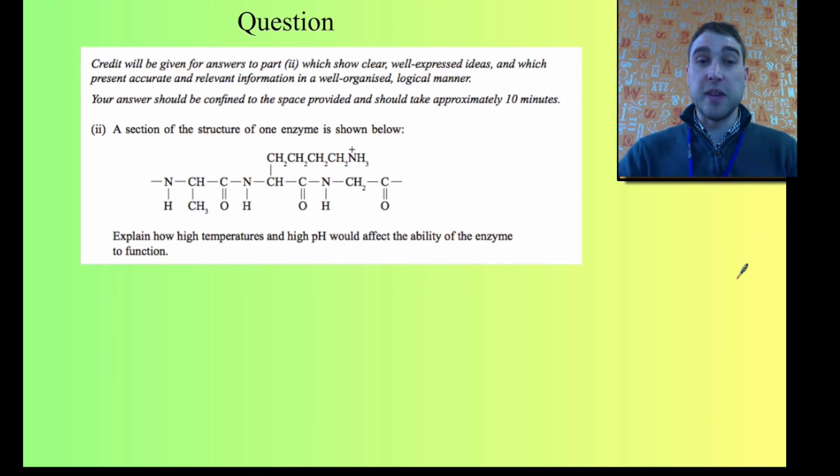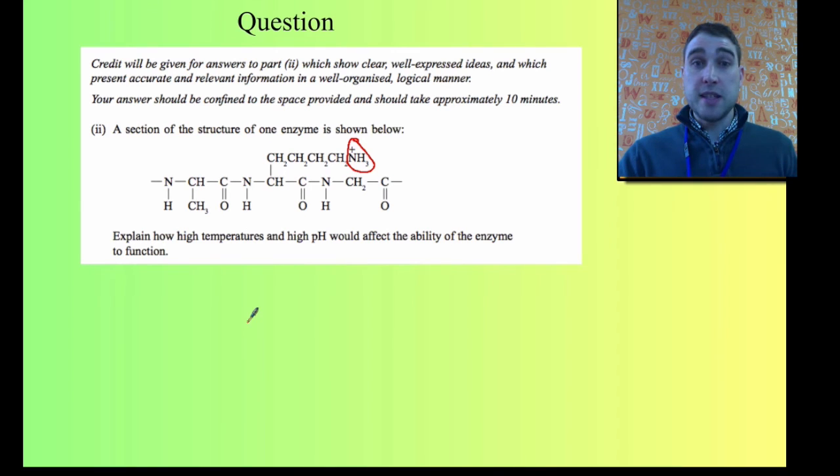So its ability to function will be reduced by the change in shape caused by the high temperatures, breaking the secondary interactions between parts of the protein. The other part is talking about pH, and if we have a look at the section that they gave us, helpfully they gave us this positively charged amino group over here.